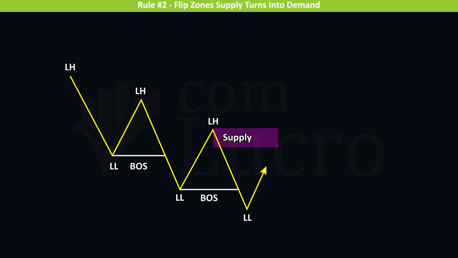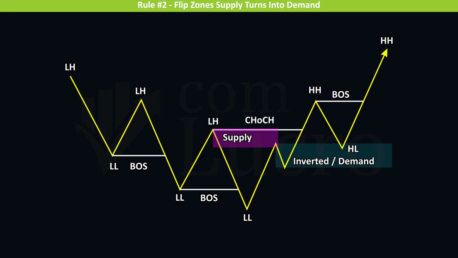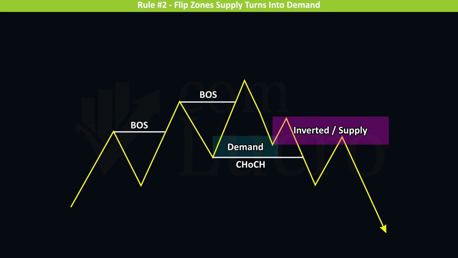Rule number 2 is the flip zone. A flip zone occurs when supply turns into demand or when demand turns into supply. These zones are especially powerful because they often lead to high-probability trade setups. Let us move to the charts to see how this works.